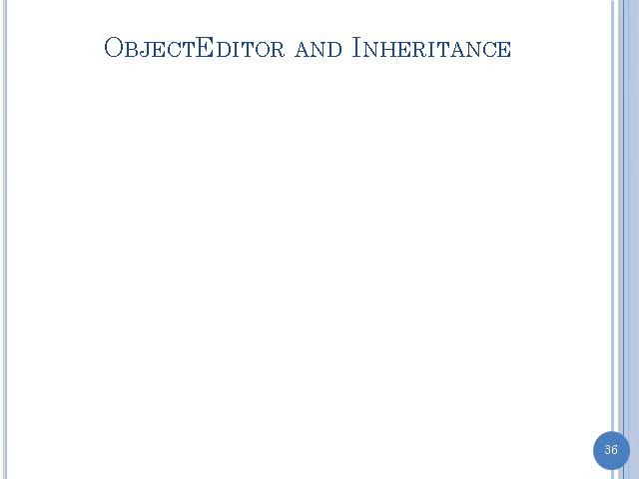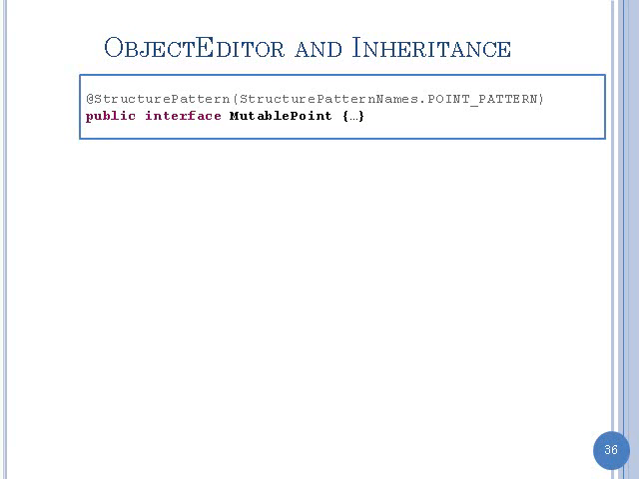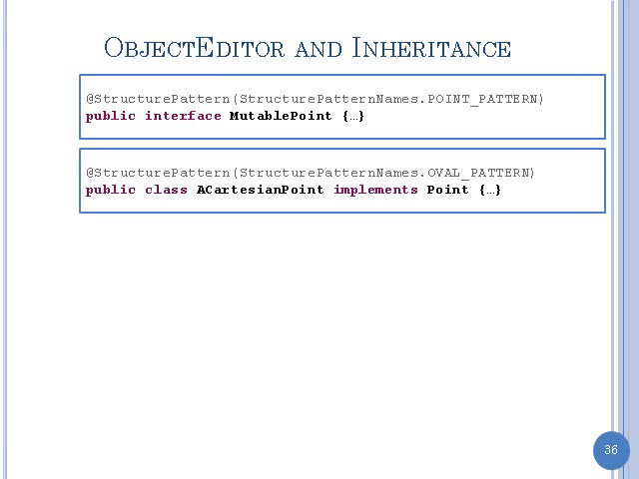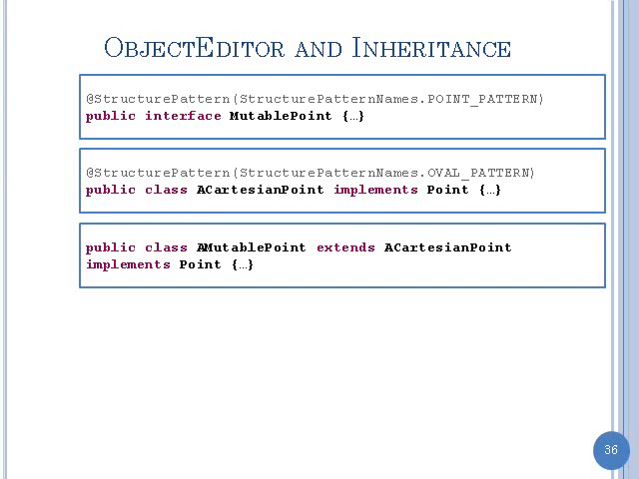Just to wrap up multiple inheritance a little bit. We are not wrapping up inheritance. There was a question in Piazza once, that what happens with annotations? Are annotations inherited? So you see here that there's an annotation structure pattern, point pattern for mutable point, the interface, and the same annotation can be put also with a class. And then if I have a mutable point that extends a Cartesian point, implements mutable point, the interface, we have a confusion. So in Java, annotations are not inheritable.